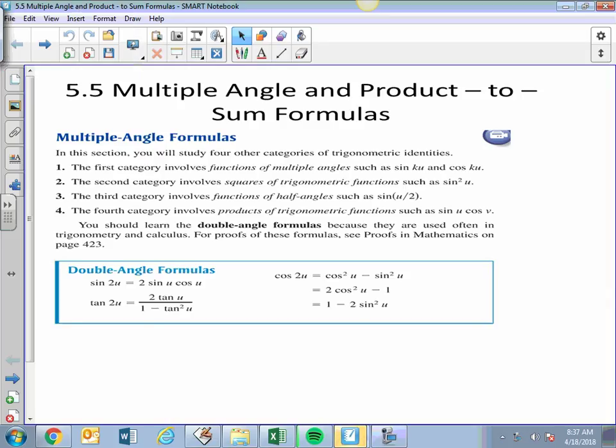Welcome to day one of 5.5 notes. We're actually going to split this into 3 or 4 different days. There is quite a lot of material on multiple angle and product to sum formulas.